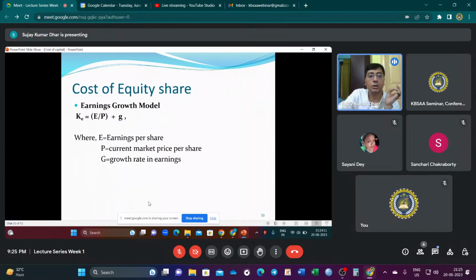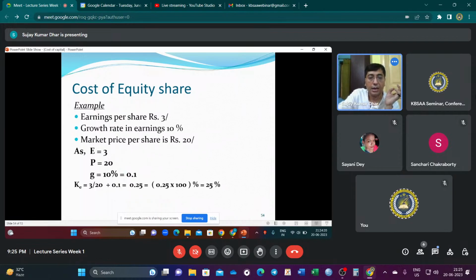Now earnings growth model, K is equal to E by P plus G: earnings per share divided by market price per share, plus growth rate. Earnings per share rupees 3, growth rate in earnings 10%, market price per share 20 rupees. So E is equal to 3, P equal to 20, growth equal to 10%. So 3 by 20 plus 0.1, 0.15 plus 0.1, 0.25, so 25%.